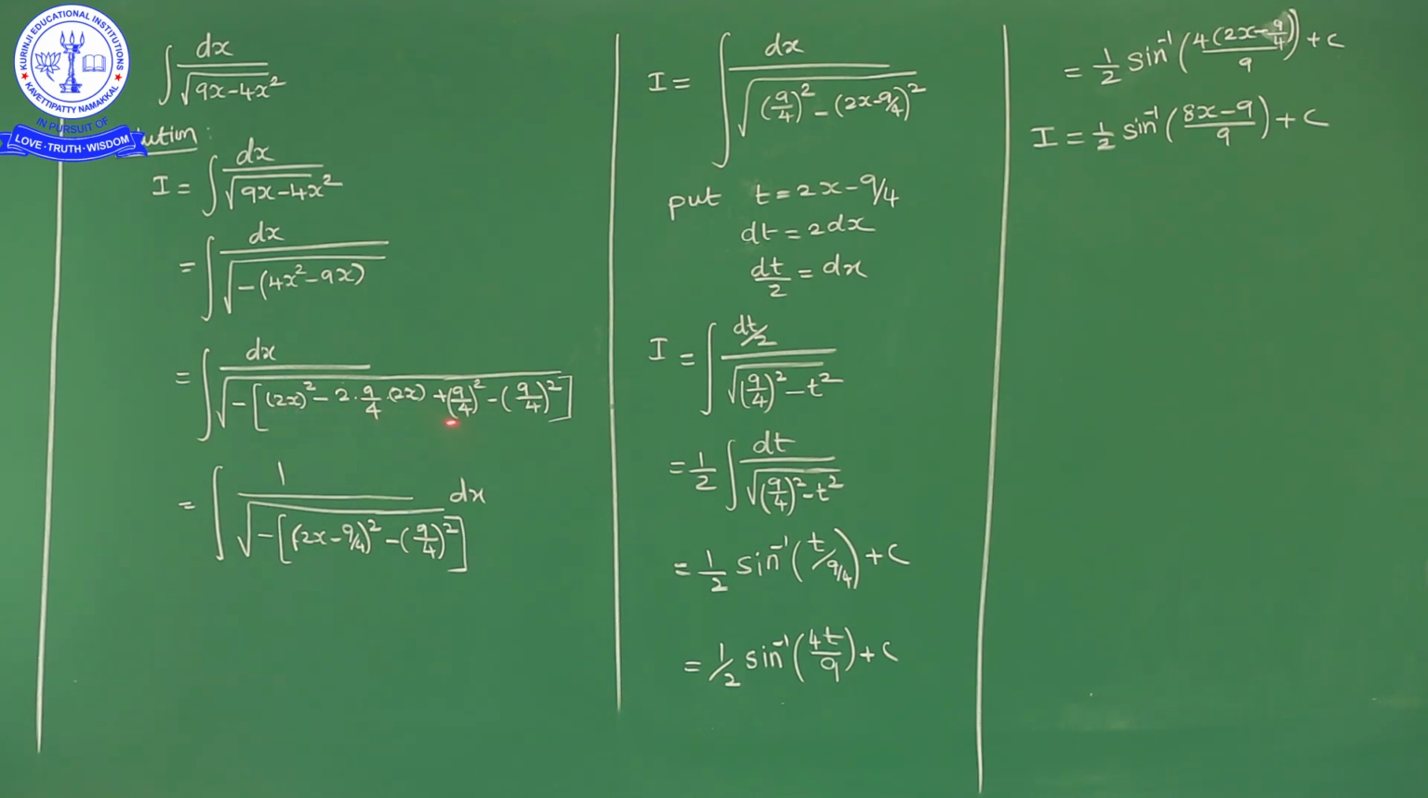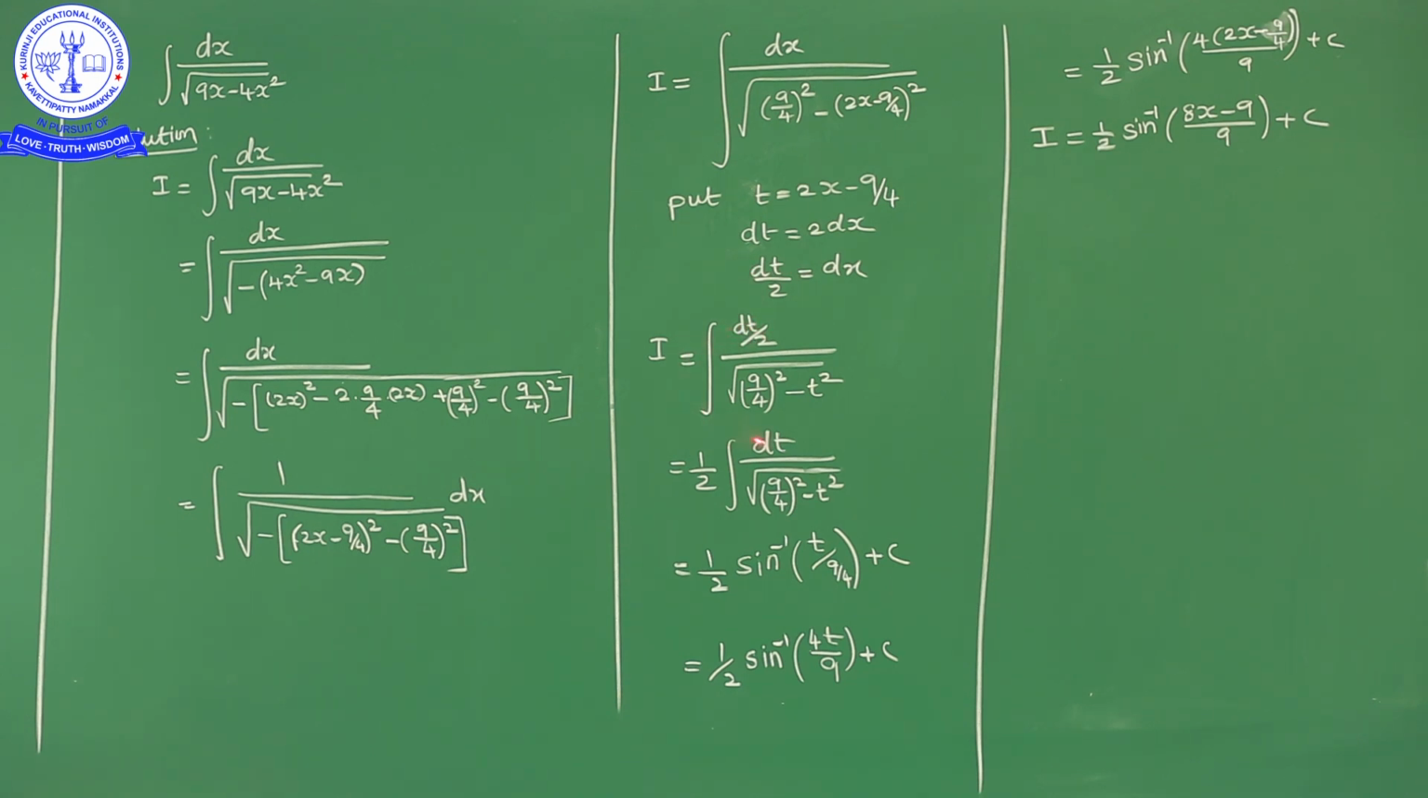subtracted. Now first three terms what we can write here? 2x minus 9 by 4 whole square minus 9 by 4 whole square with minus. So if you multiply with minus here, so minus of minus plus and this will be minus. So integral dx upon square root of 9 by 4 whole square minus 2x minus 9 by 4 whole square. Okay. Now put 2x minus 9 by 4 as t, dt equal to 2 dx. So dx equal to half dt.